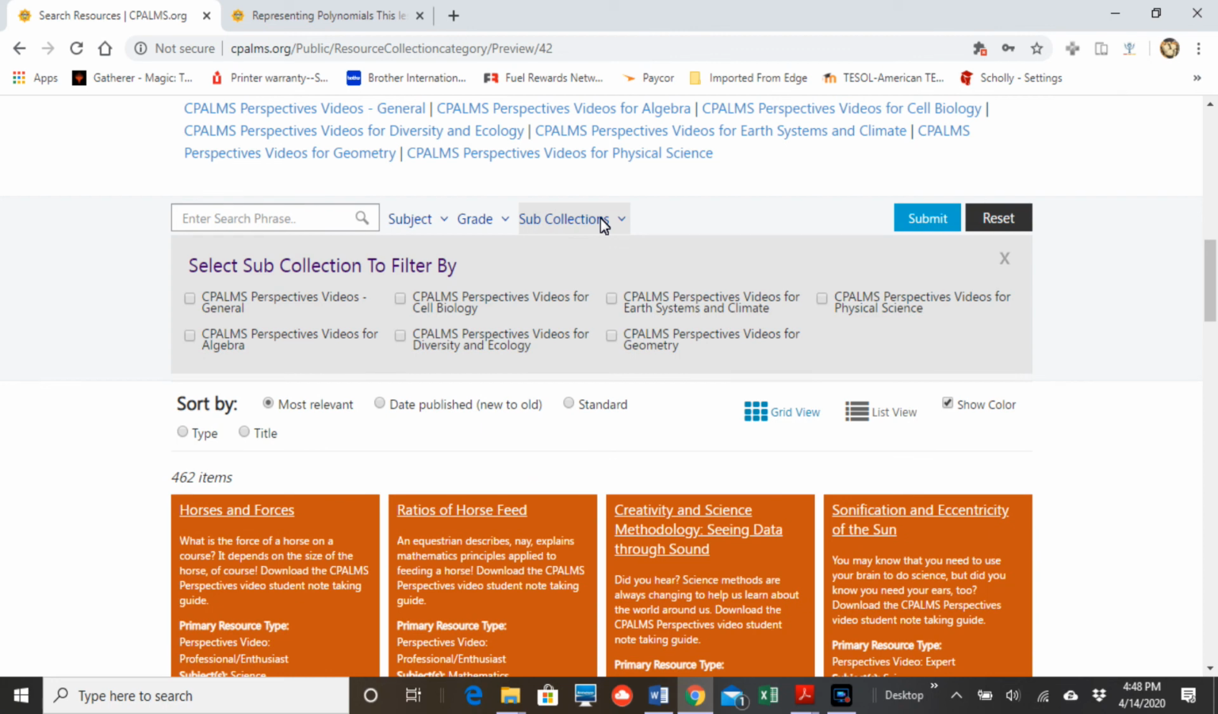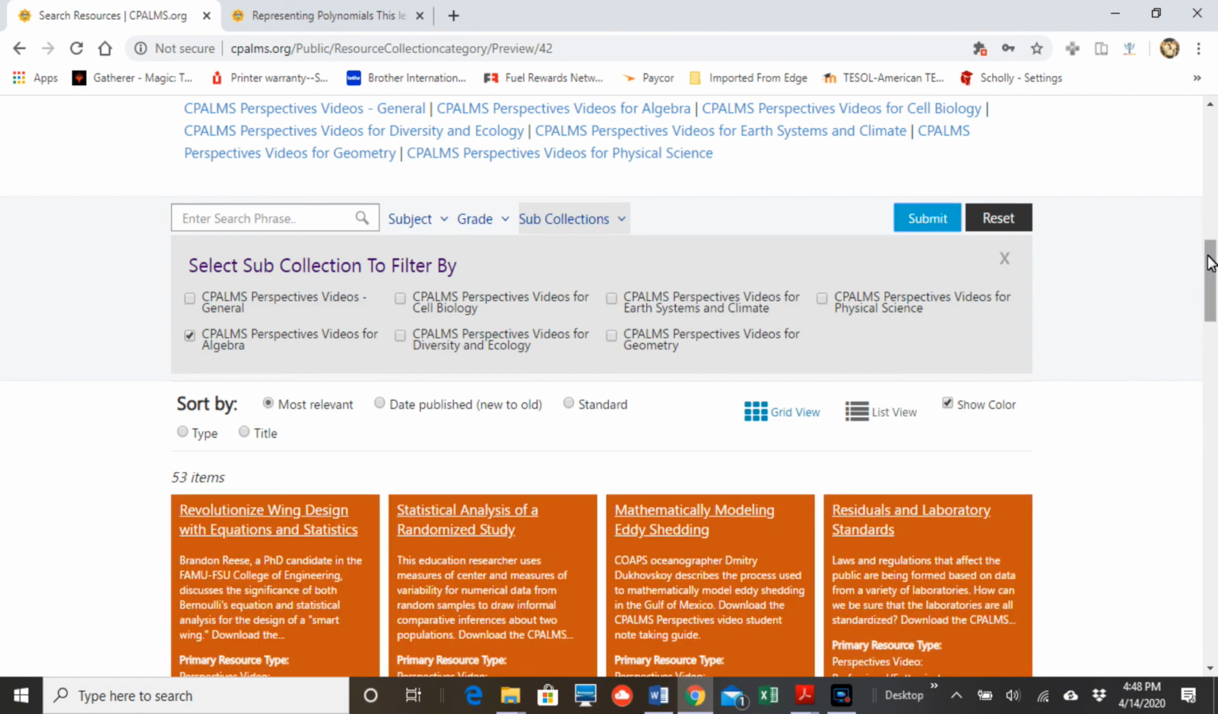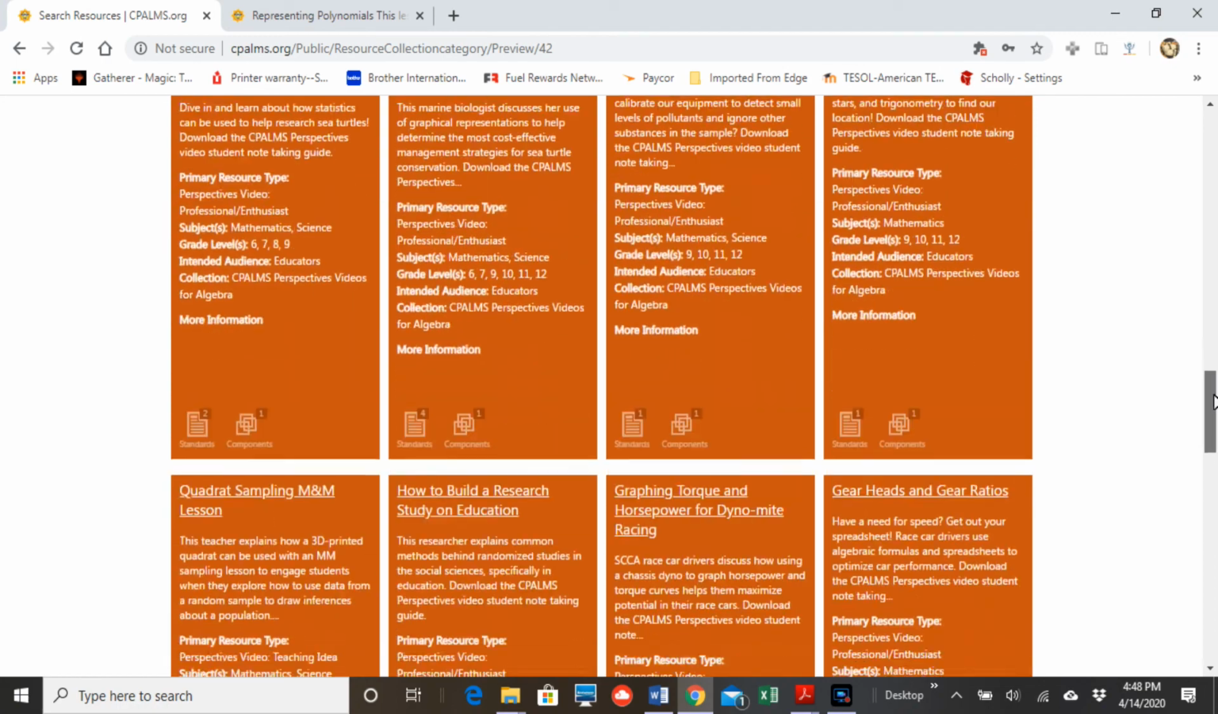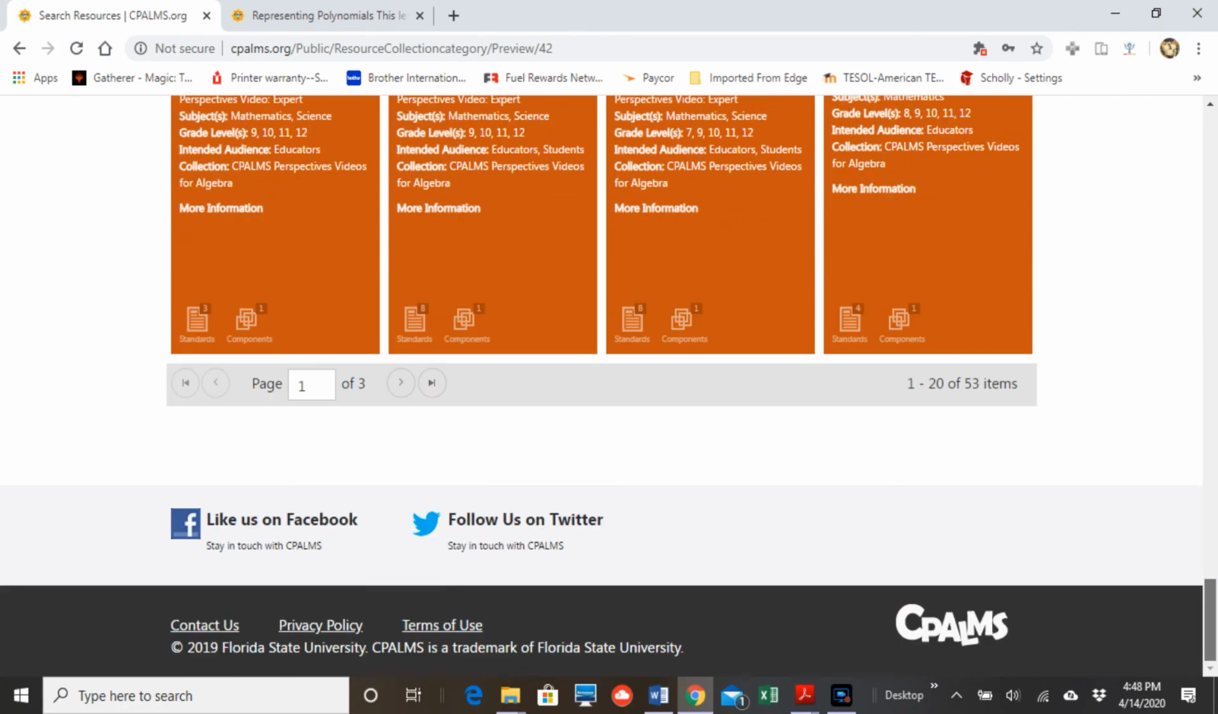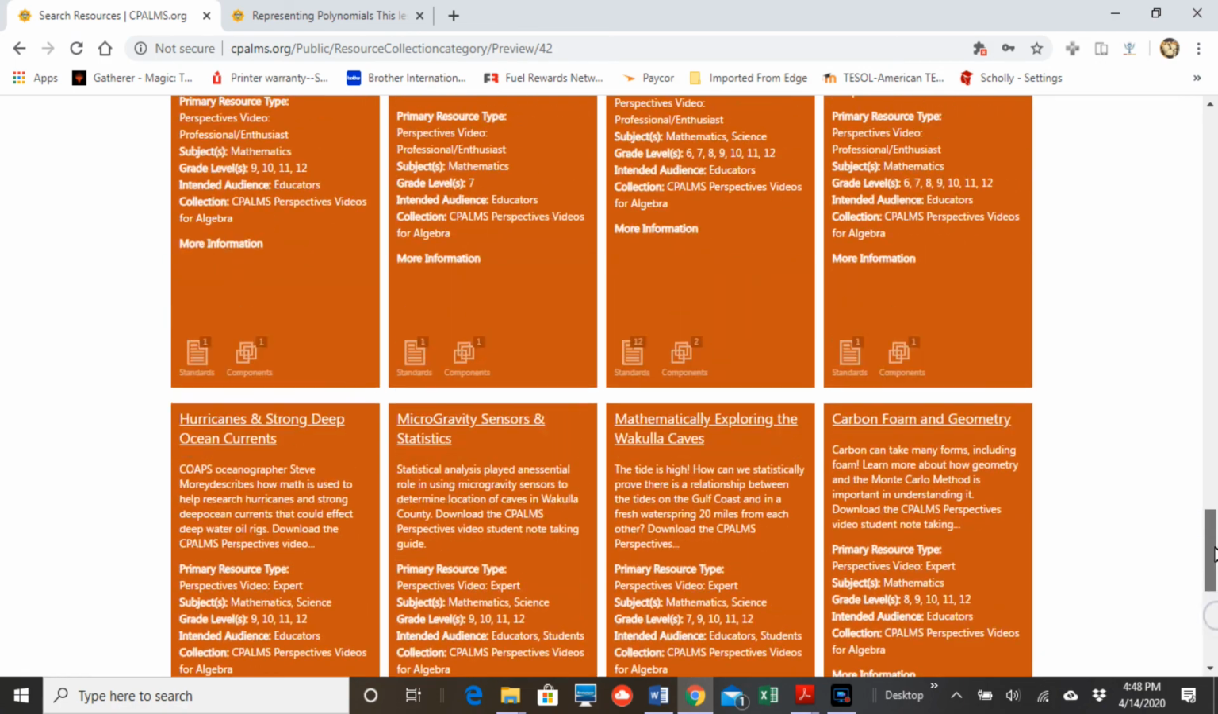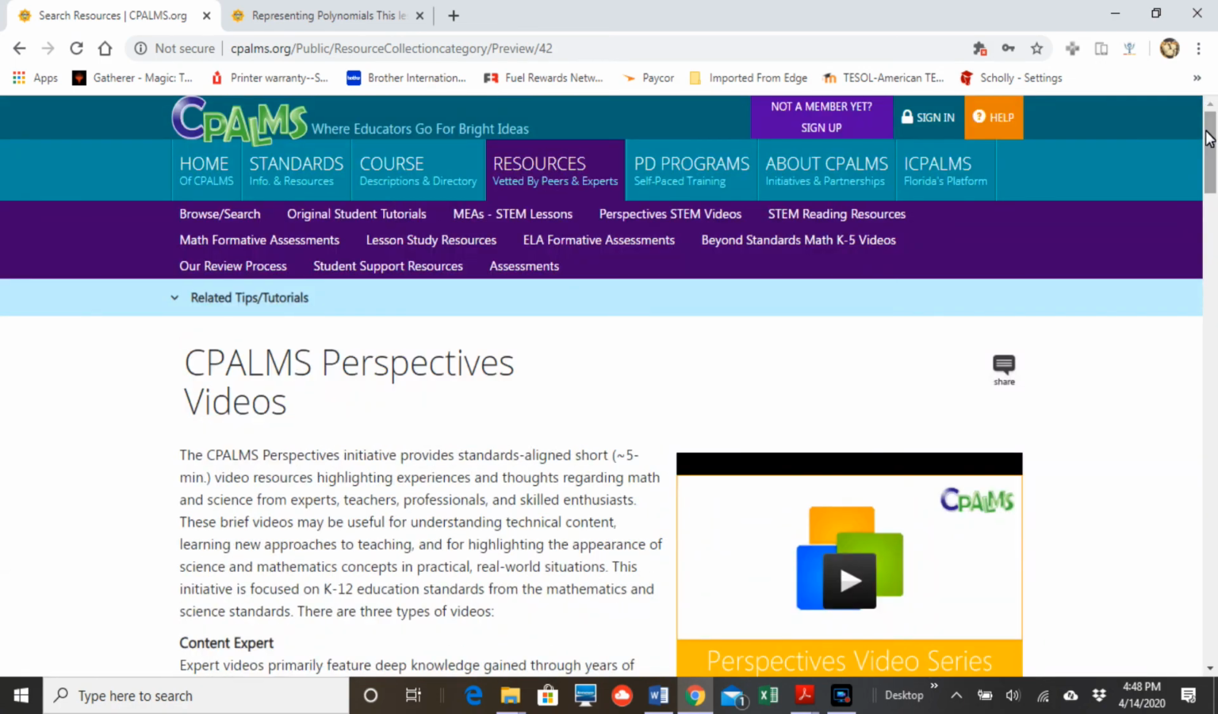Subject collections would be if you had specific areas that you want to put a cornerstone in. Like if you're looking at algebra, if you click this, it's only going to leave the connections to algebra available. So here we have it, 9 to 12, see? And it's now just 1 out of 3 pages. And this is 20 on a page. So you have other resources available to you.